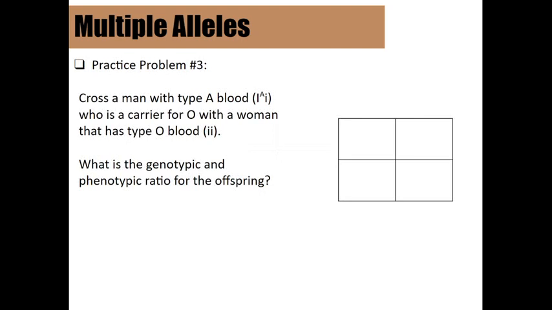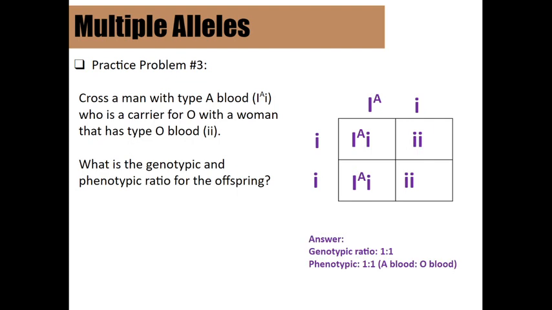So let's do a practice problem with this. So let's cross a man with type A blood who is a carrier for O with a woman that has type O blood. So what is the genotypic and phenotypic ratio for the offspring? So we're going to put woman up top, man off to the side. So your genotypic ratio is going to be 1 to 1 with a phenotypic of A blood. So A blood is going to be represented on this side, and O blood is going to be represented on this side.